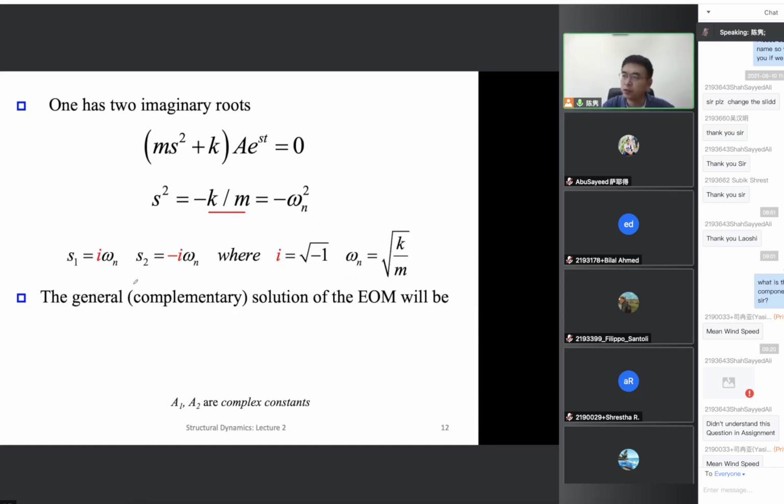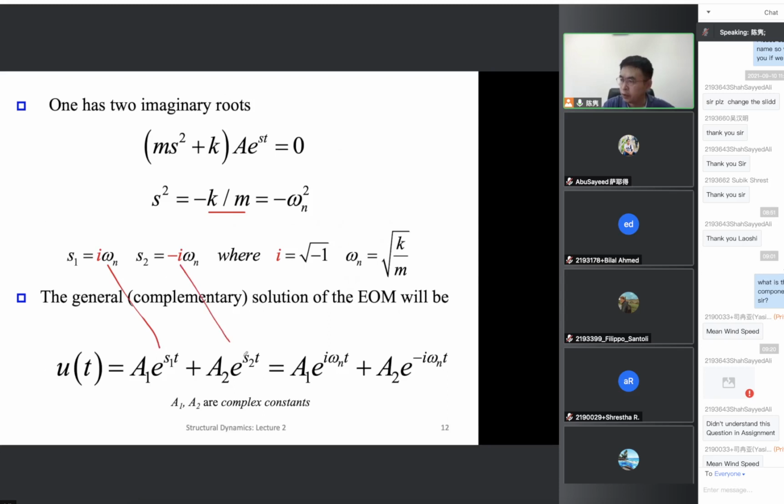Because we have two roots here, from the mathematical theory we know that the general solution, or the complementary solution, of the equation of motion should be A1 e^(s1 t) plus A2 e^(s2 t). If we bring these two in here, the final expression for the solution should look like this.